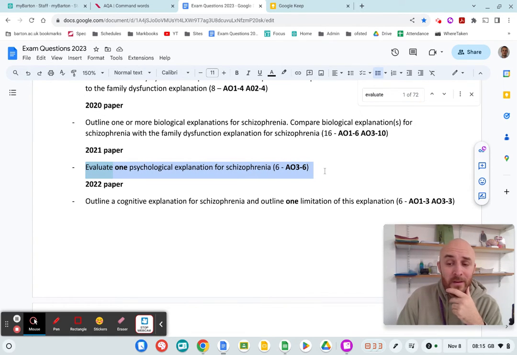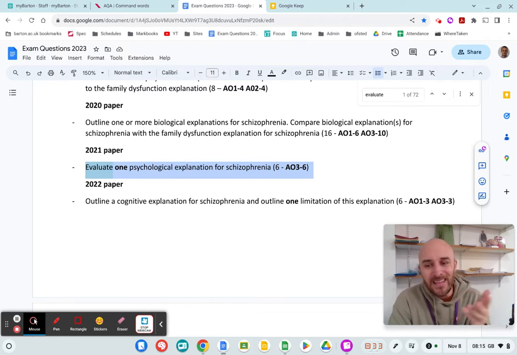No, when evaluation comes up by itself. Evaluate one psychological explanation for schizophrenia. Do you know what's never come up? Actually, now I think about this, this is actually quite good. The questions that are highlighted here, just pure evaluation, the most they've ever actually asked by itself, just evaluate, is 6 marks. And for that, I think you have to write 2 PEELs.